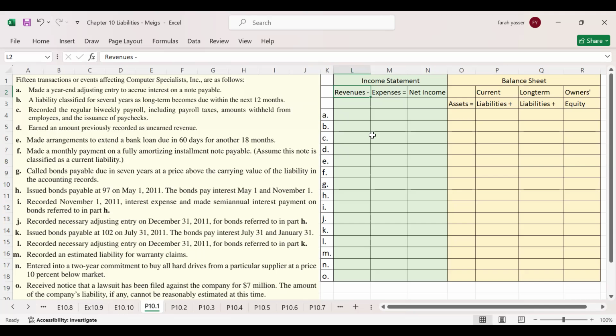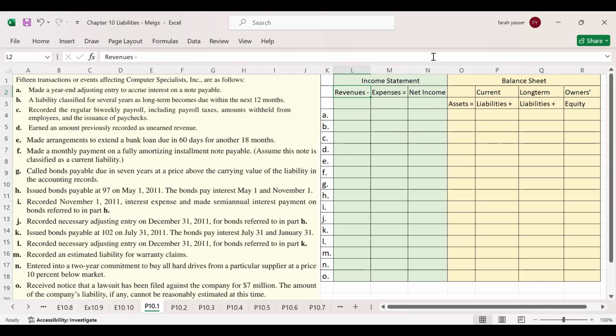So the impact may be it may increase revenue, expense, or income, net income, or it may decrease all these balance sheet and income statement items. So what we are going to do, we read one by one each transaction and we mention the impact of these transactions on the income statement and balance sheet.